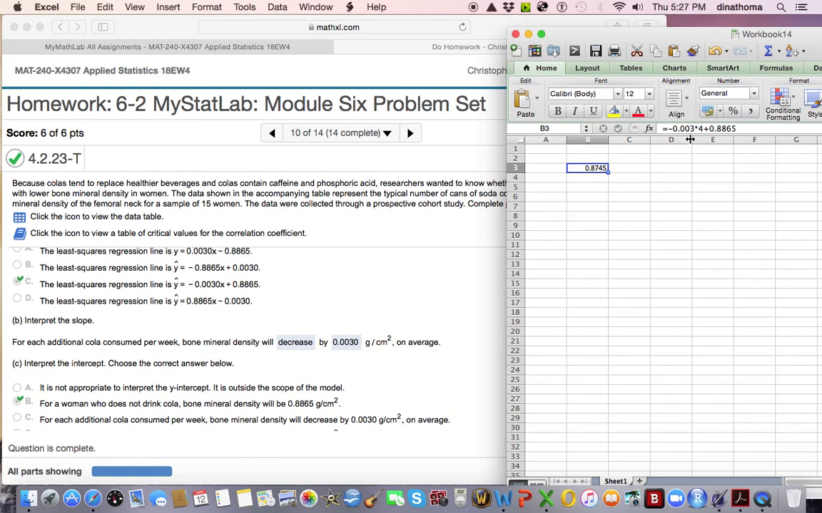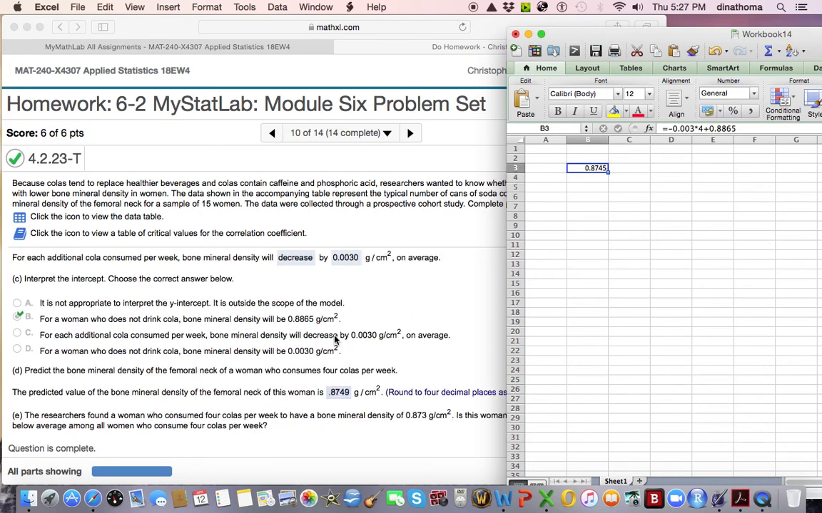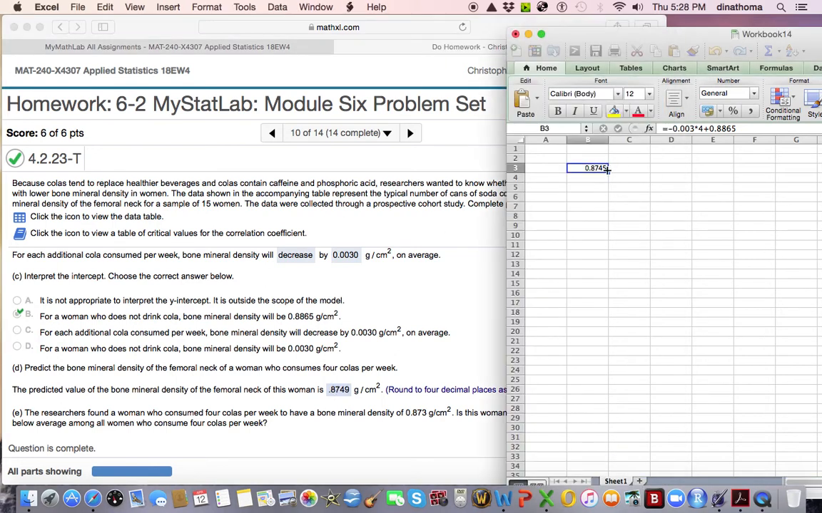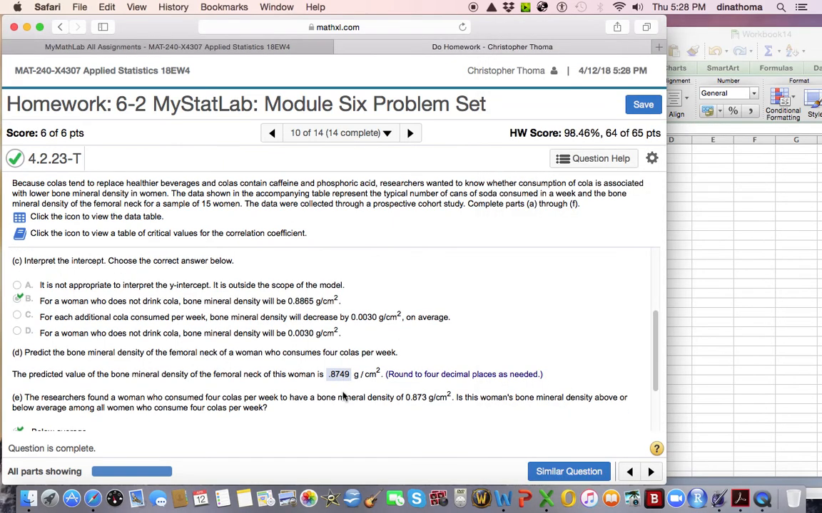Negative 0.003. Two zeros and a 3. I'll put an extra 0. Should it make a difference? Times 4 plus 0.8865. That is weird. As you see, I did this earlier and it works. I don't know why my Excel is not working this time. So let me delete it to start over to make sure I didn't do anything wrong. Negative 0.003 times 4 plus 0.8865. All right, I can't type it in to change the answer.